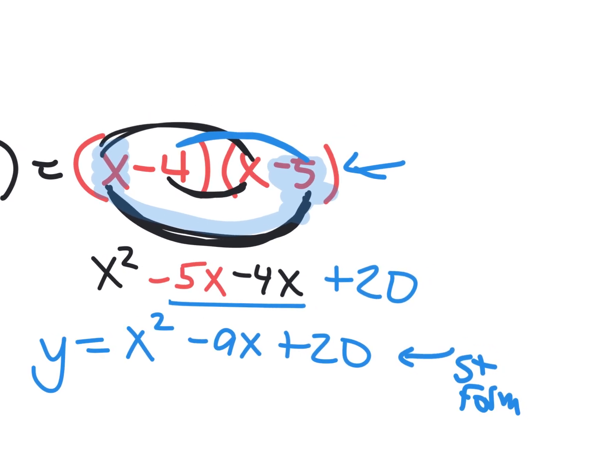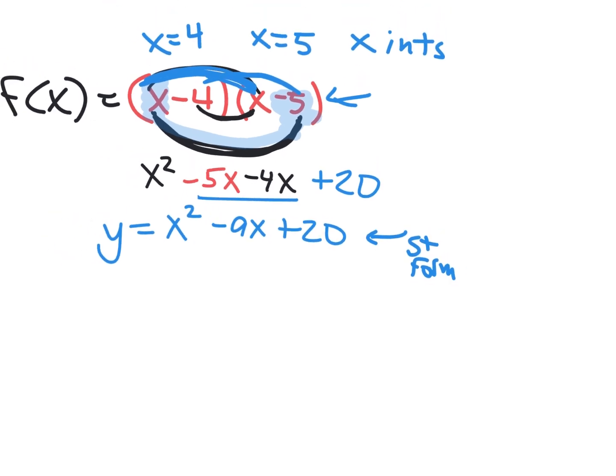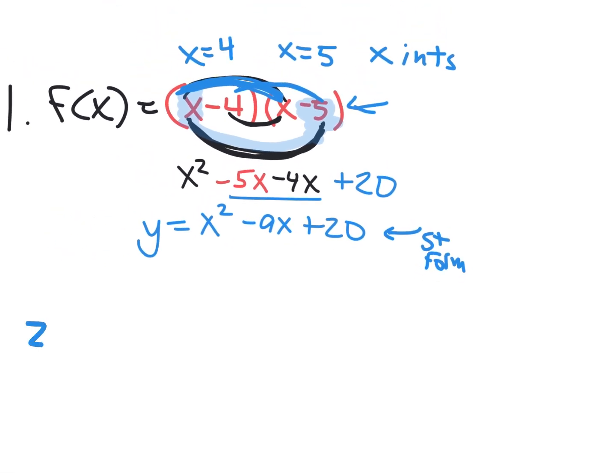And we already wrote the answers. I should have put them up here. X equals 4 and x equals 5 were called the x-intercepts, also known as the solutions, the roots, the zeros. Okay, so, man, I feel like sometimes I just get completely surprised. I thought you guys would be really experienced at multiplying these out, but obviously not. All right, let's go to the next one, number 2.